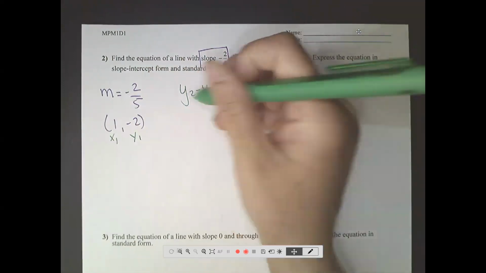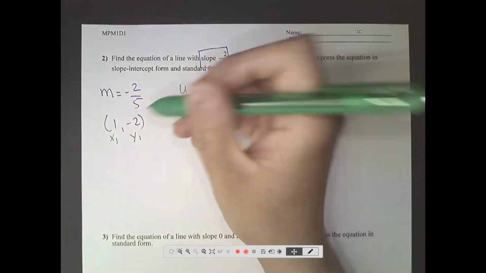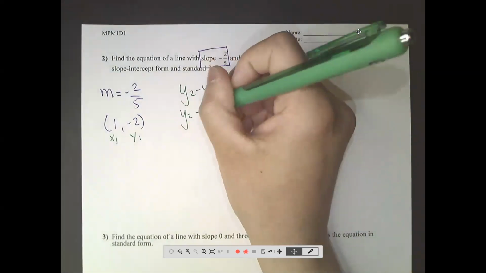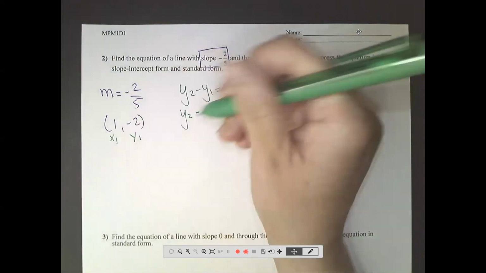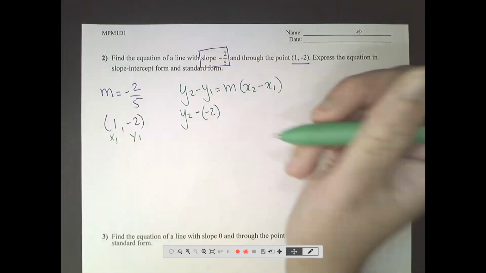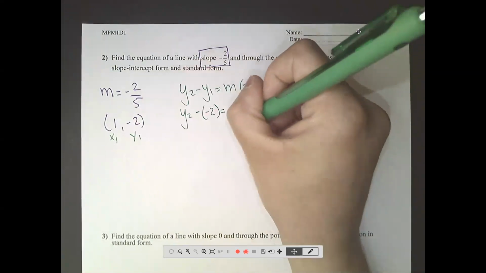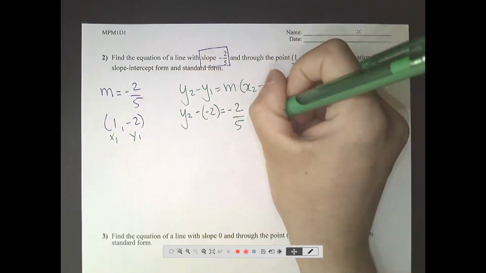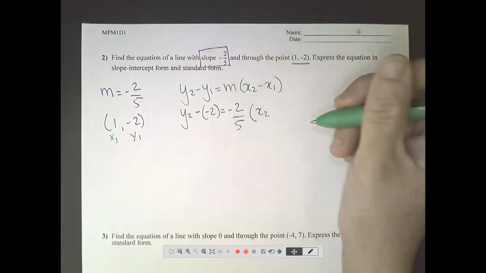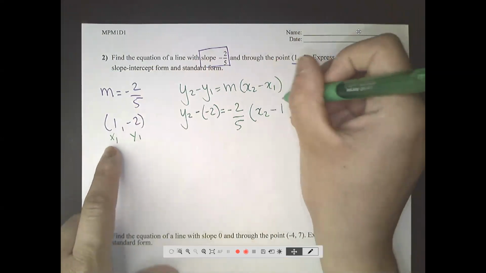So let's go ahead and substitute our values. We don't have anything to substitute into y2, so we'll leave that as is. We're going to keep the negative sign. It's part of the equation. And then y1 is negative 2. Be very careful of those double negatives. Is equal to, our slope is negative 2 over 5. We don't put anything into x2 minus, and x1 is this point right here, which is just a 1.